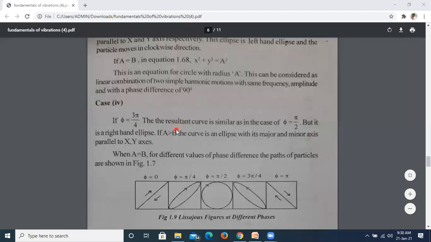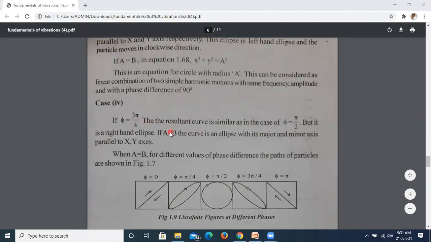Then cos 3 pi by 4, what? Cos pi minus pi by 4, you can write. Right? So you will get cos pi minus pi by 4, that is minus cos pi by 4. Sin 3 pi by 4, sin pi minus pi by 4, that is sin pi by 4. So cos 3 pi by 4 equals minus 1 by root 2, cos 45. Sin 3 pi by 4 equals sin pi by 4, you will get 1 by root 2.